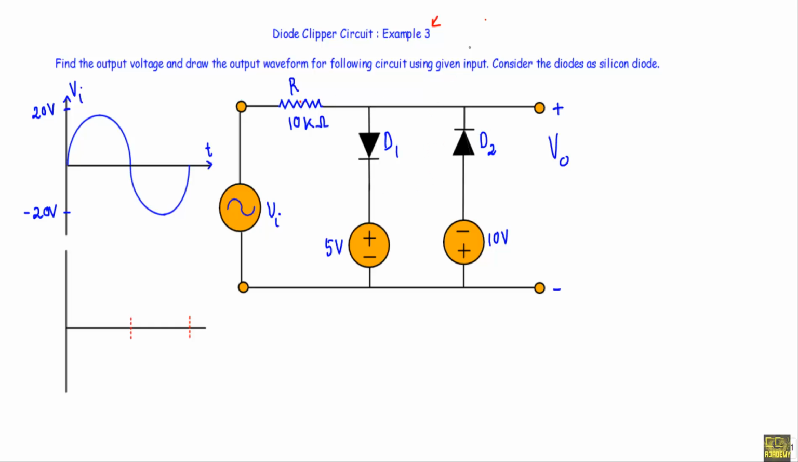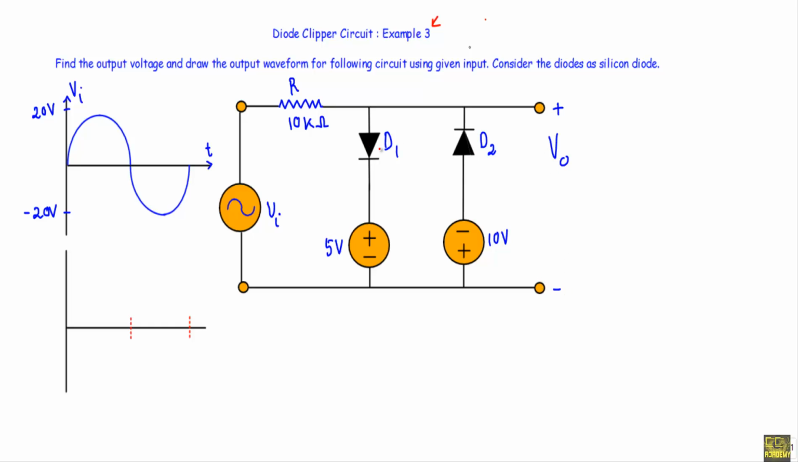This is our given Clipper circuit, and in this Clipper circuit we are applying a sinusoidal input whose positive maximum is plus 20 volt and negative maximum is minus 20 volt, and here we are taking the output from this terminal to this terminal. With this given sinusoidal input we have to calculate the output voltage and we have to draw the output waveform across this terminal to this terminal.